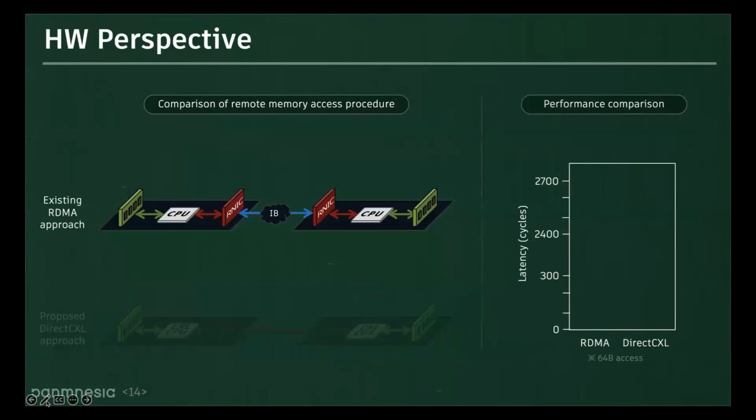Let's see the RDMA case first. The data is stored in remote DRAM, so the CPU will read the data and complete the DMA request of the RNIC. The RNIC will send the data through the network, and another RNIC at the host site writes the received data to the local DRAM using DMA.